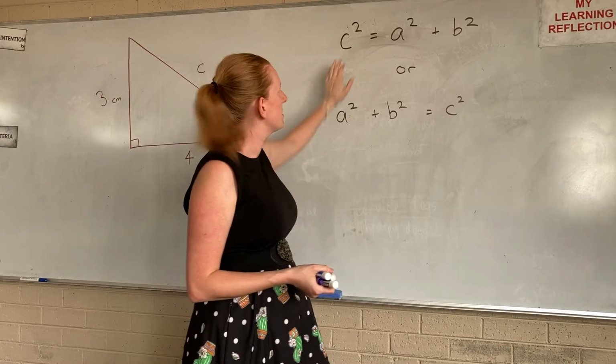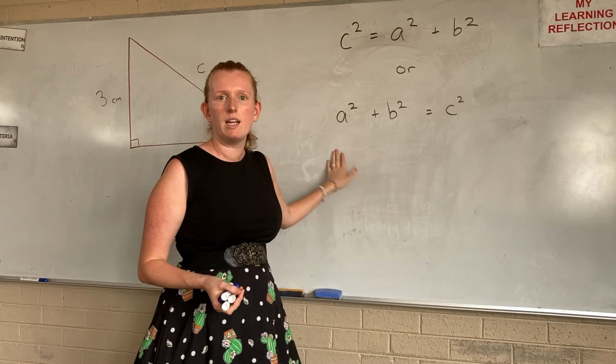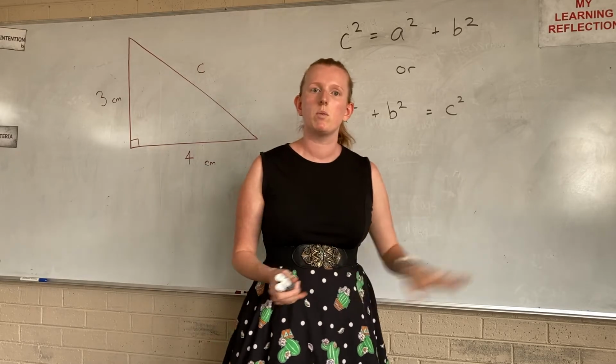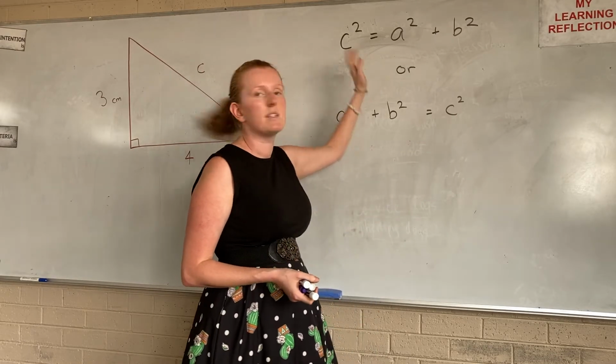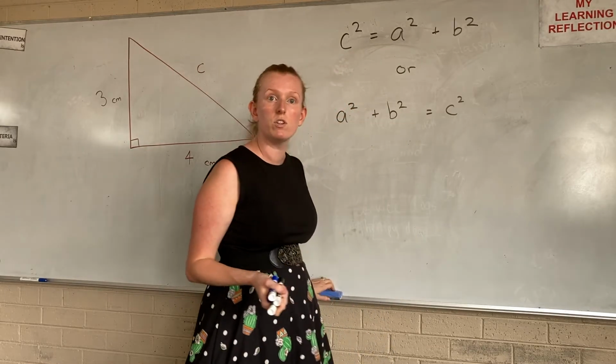You might have seen it as c squared is equal to a squared plus b squared, or you might have seen it written as a squared plus b squared equals c squared. Now they both mean the same thing. It really doesn't matter whether the c goes at the end or whether the c goes at the start. Personally, I like the c at the start, but whatever floats your boat.